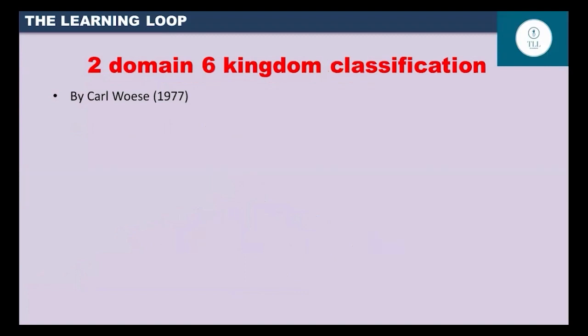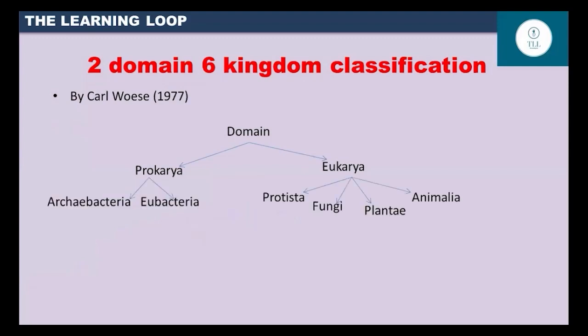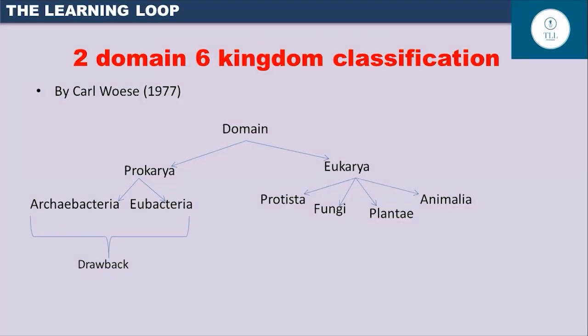After that, in 1977, Carl Woese gave a two domain and six kingdom classification system. He created two domains called Prokarya and Eukarya and further divided them into Archaebacteria, Eubacteria, Protista, Fungi, Plantae, and Animalia. But the drawback is that Archaebacteria and Eubacteria were placed close to each other even though they were not close to each other according to the phylogeny.